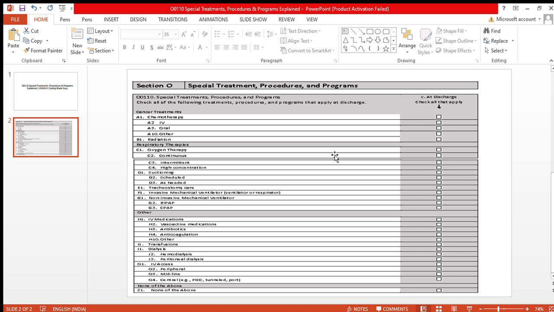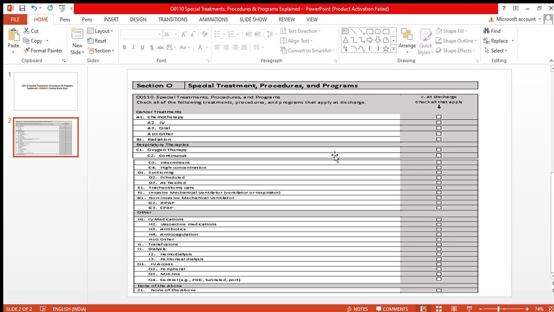Next IV access, in that O1 IV access, O2 peripheral, standard peripheral IV line. O3 midline catheter. O4 for the central venous access such as PICC, tunneled catheter or implanted port. Next, last, Z1 none of the above. If none of these treatments, procedures or programs applies to the patient, select Z1 none of the above.